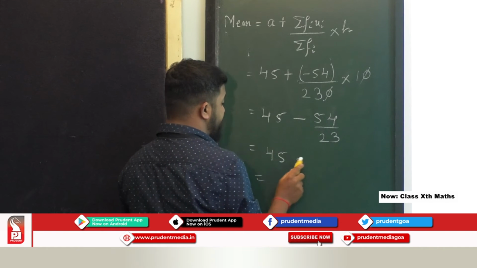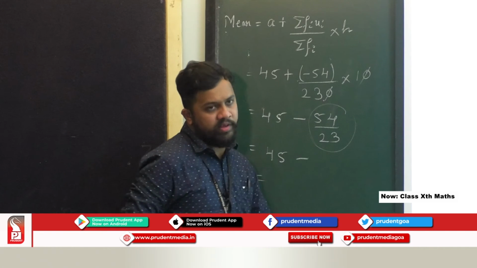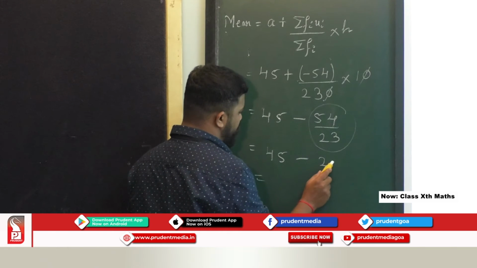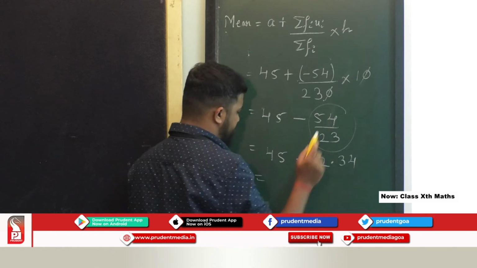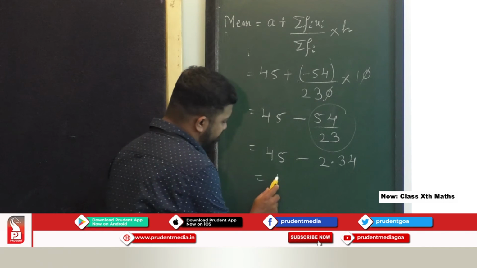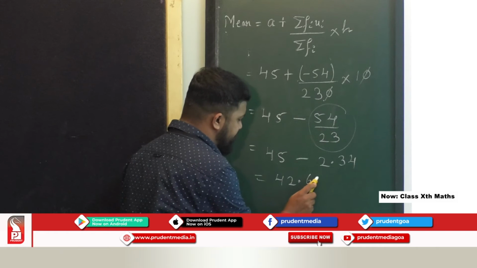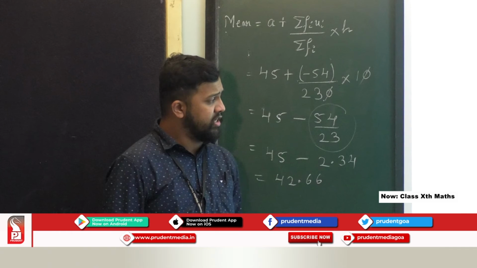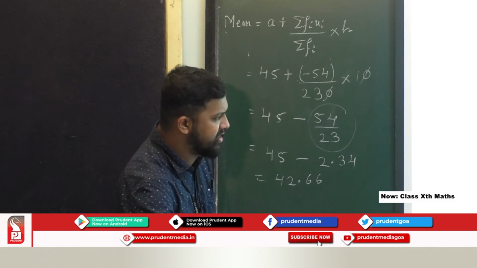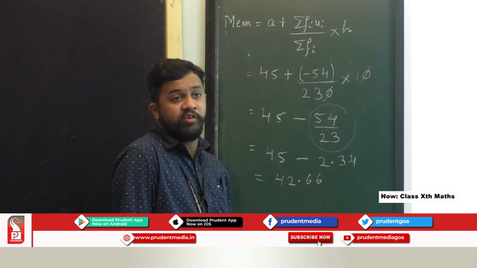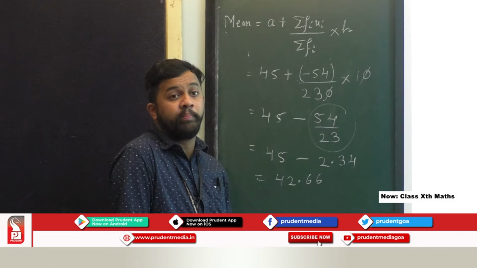So first divide this number, 54 divided by 23. If you divide this number, you will get the answer as 2.34. Subtract now, 45 minus 2.34, you will get the answer as 42.66. Up to 2 decimal places you can find it, because the number goes further. So you can see 42.66. So this is the third method which we learned today, that is the step deviation method.